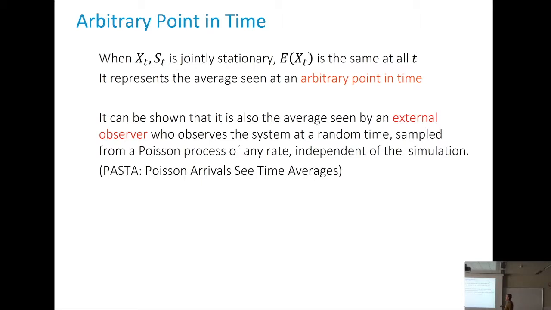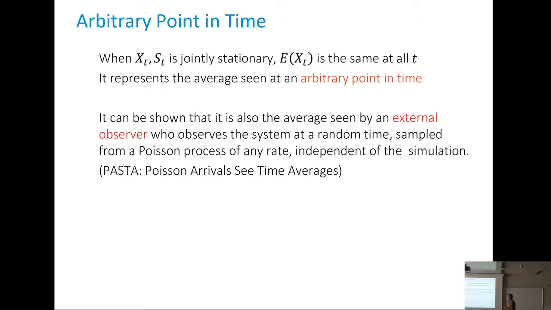So the arbitrary point in time, in this setting, amounts to saying it doesn't matter at which time you look at the system if the system is in stationary regime. You let it go into stationary regime, then you stop it, you freeze it, you observe the things, and that is what mathematicians call the arbitrary point in time.